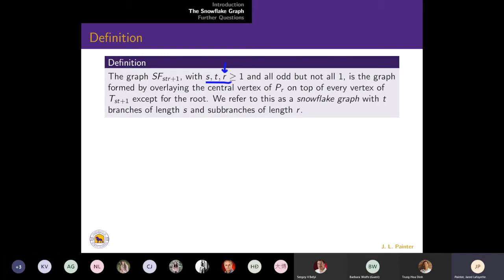So we want these to be bigger than or equal to 1 and all odd, but not all 1, because if they're all 1, then it's boring. You just have a point, which is no fun.